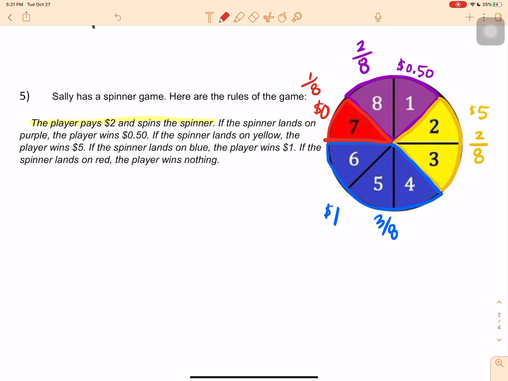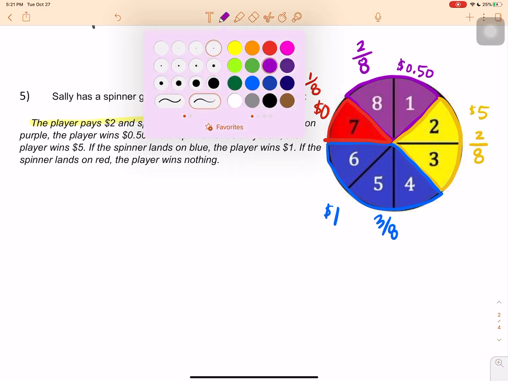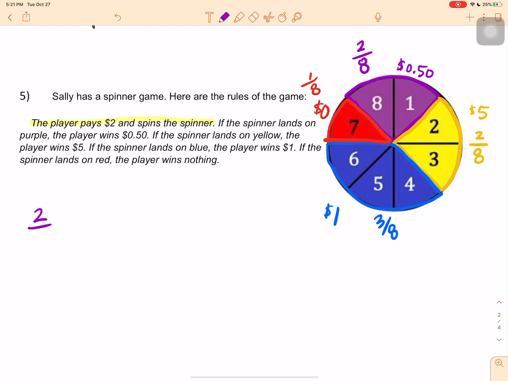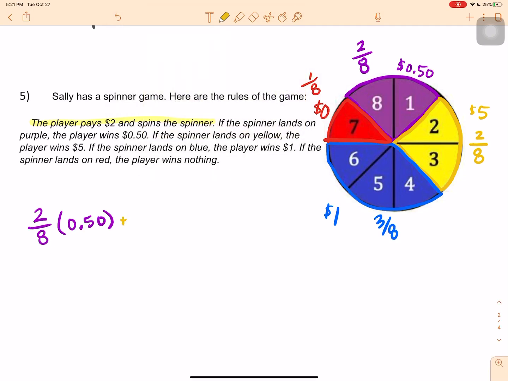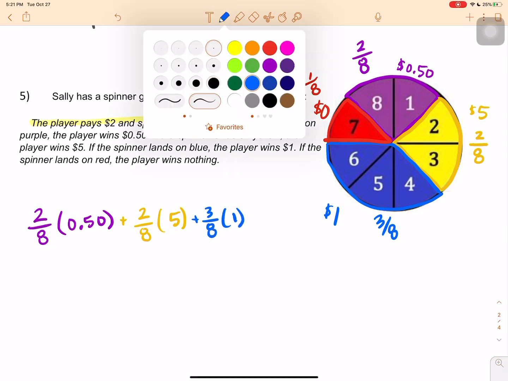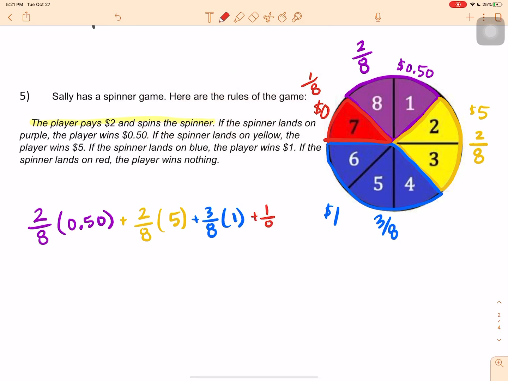So we're going to start setting up the expected value. I'll start off with purple. 2/8 of the circle, if we spun on either of those, we would get 0.50, so 50 cents. For the yellow, 2/8 of the circle is worth $5. If we were to land on the blue, 3/8 of the circle is worth $1. And the red is 1/8 of the circle, and that's just worth $0, so nothing.